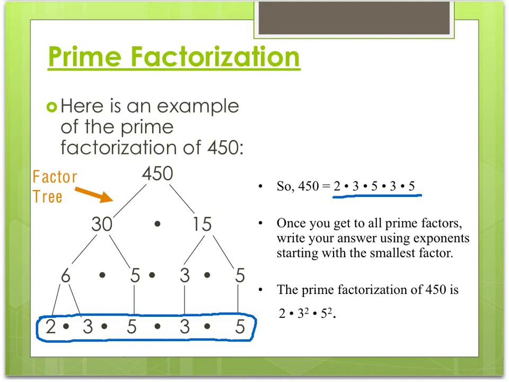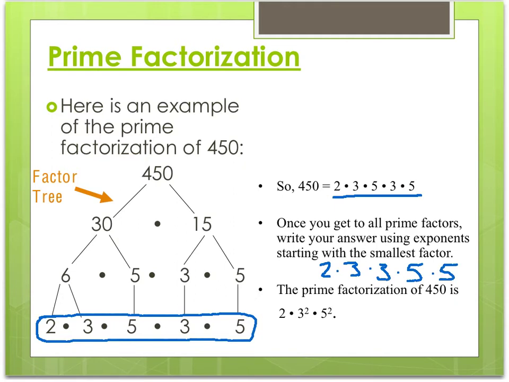The final step to do is notice that my numbers are kind of mixed up in a different order. So what I like to do to kind of clean it up is to take a look at putting these numbers in order from smallest to biggest. So 450 would be 2 times 3 times 3 times 5 times 5.